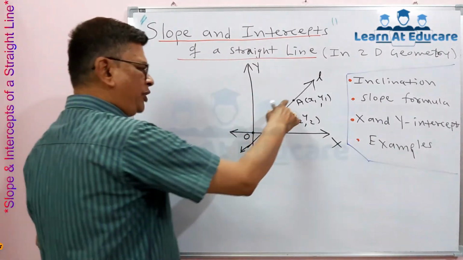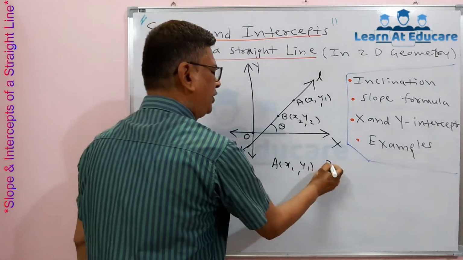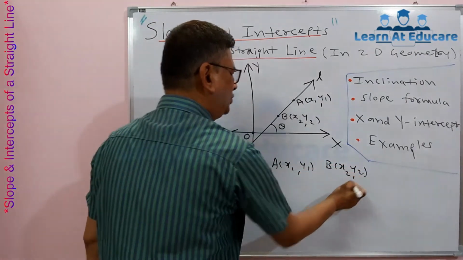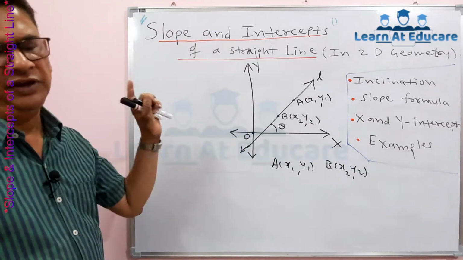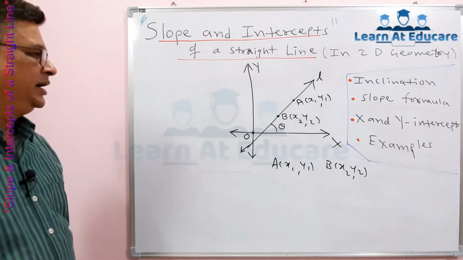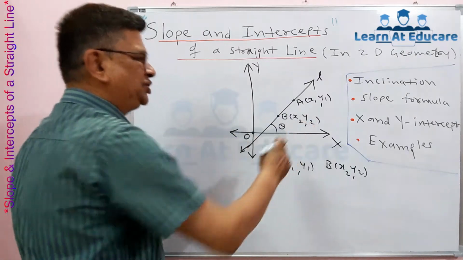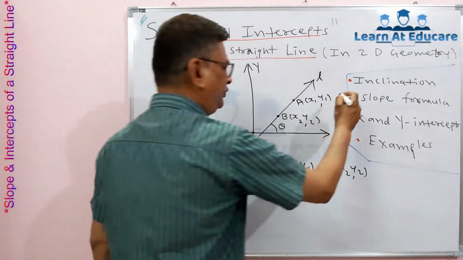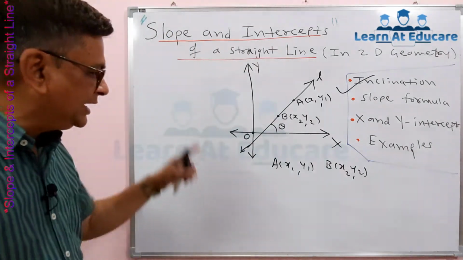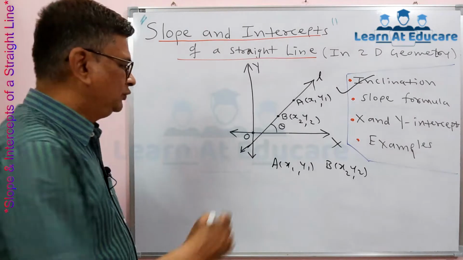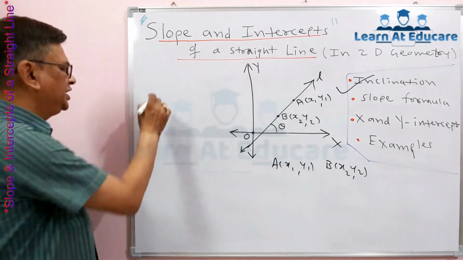Out of that, 2 points, A shown with coordinates x1 y1 and B shown with coordinates x2 y2. So we are considering 2 points on line, A x1 y1 and B x2 y2, out of infinite points present on that line. It is also shown angle theta is the angle made by line with positive direction of x-axis. Our first concept will be to understand what is meant by inclination of line. The angle made by a given straight line with positive direction of x-axis is called as inclination of a line.